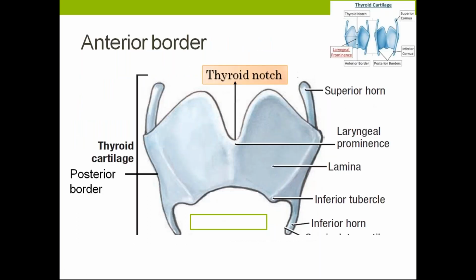First we'll see the anterior border. You can see the thyroid cartilage. This is the lamina. You can see this is the anterior border here. If you see the anterior border, both the anterior borders of each lamina meet at the thyroid angle here. It is otherwise called laryngeal prominence. The lower part of the anterior border meets here to form the laryngeal prominence. The upper part does not meet, and here it forms a notch that is called thyroid notch. So you can see the anterior border.